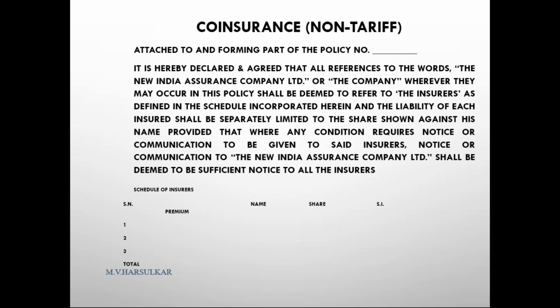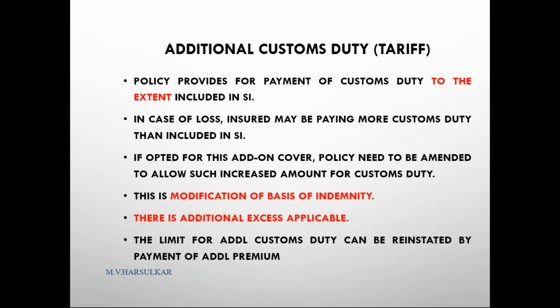So percentage is mentioned. So as per this, the assessed loss will have to be given in the report. This company this much, this company this much, whatever percentage wise it is to be given. Then additional custom duty. This is a tariff endorsement. This is again the basis of indemnity says that custom duty is to be paid. Admissible is only to the extent of included in the sum insured.